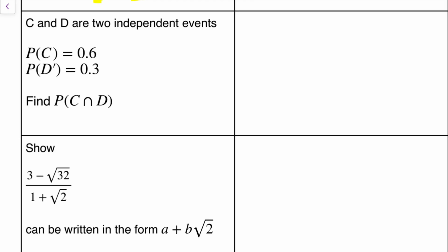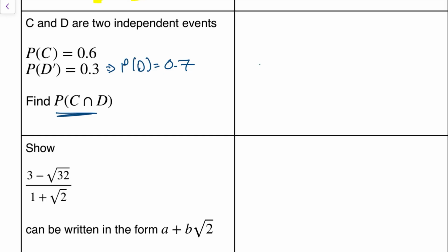So P not D equals 0.3, and I'm actually going to write, before even reading the question, that implies that PD is equal to 0.7. What does it want me to do? It wants the value of PC intersection D. Now, this is one of these things whereby your teacher should have told you this. Not all teachers do, but it's just being aware of what you're doing.